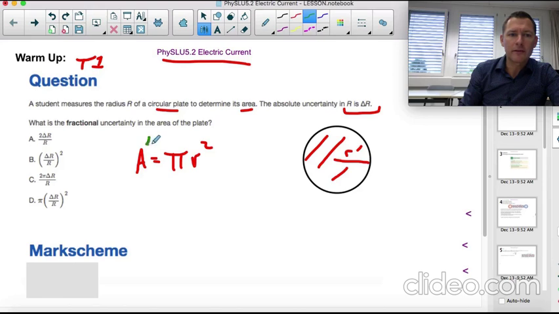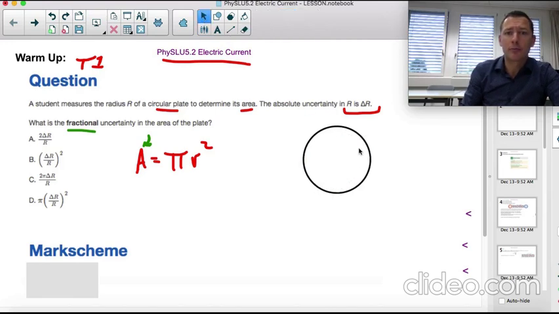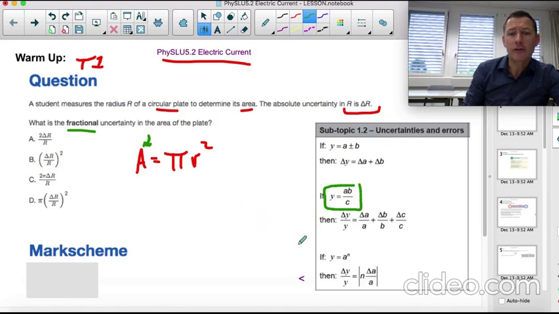So the area's fractional uncertainty is based on how uncertain we are about the r. Now there are some formula guidelines in your booklet about how to combine these. This is talking about the fractional uncertainty. Fractional uncertainty is the amount that you think you might be off divided by the overall value. So we would have some uncertainty over r here.